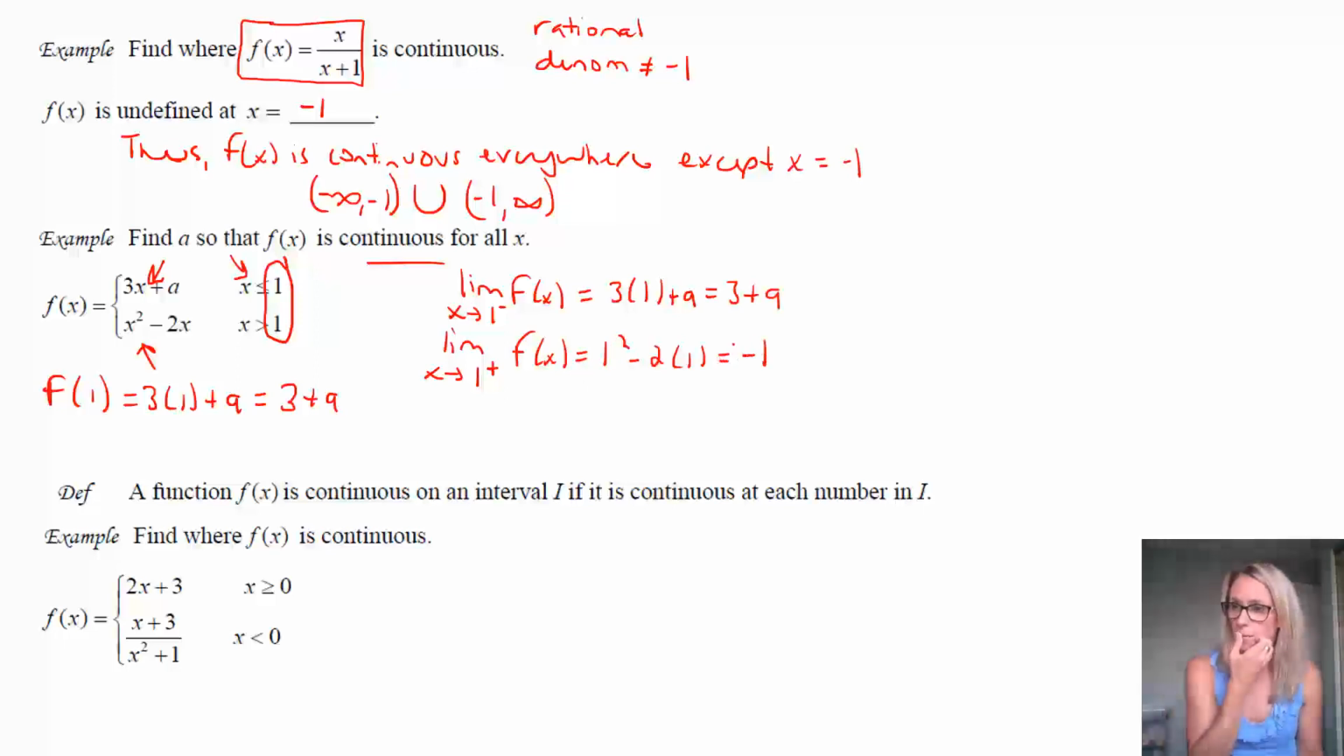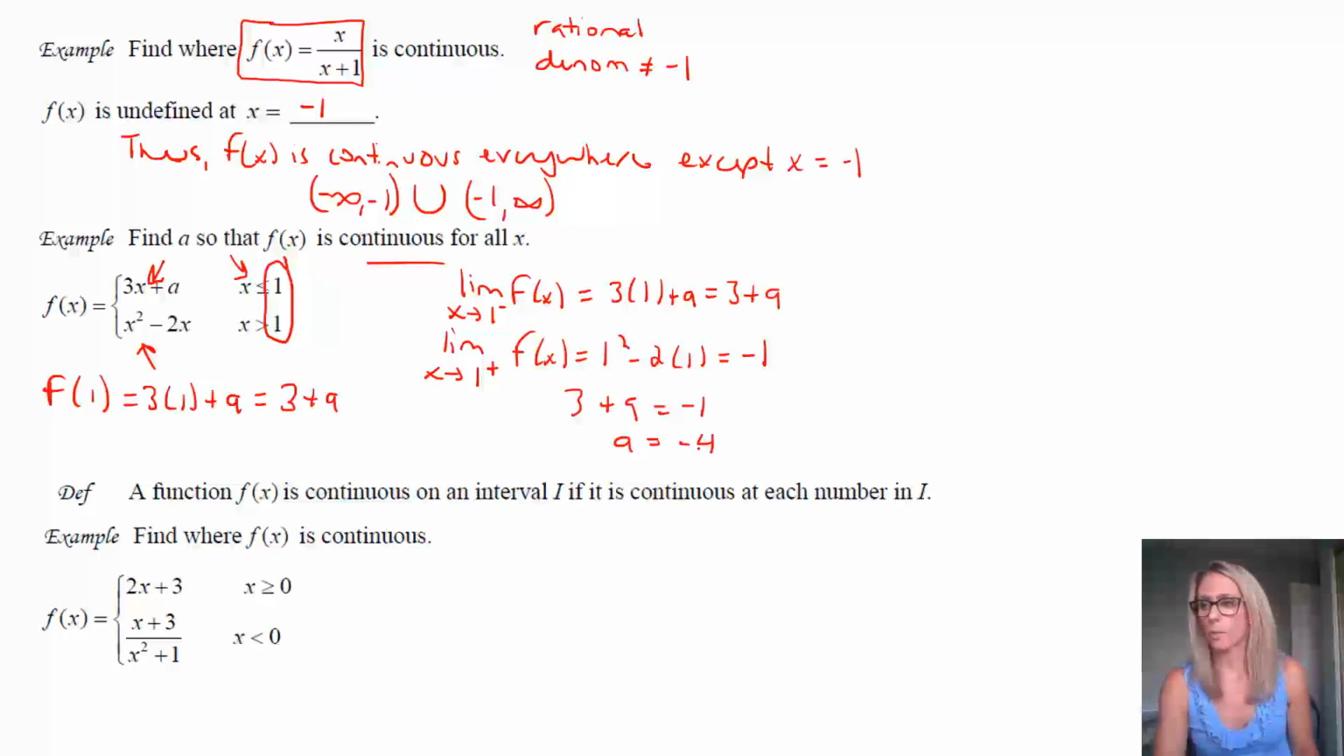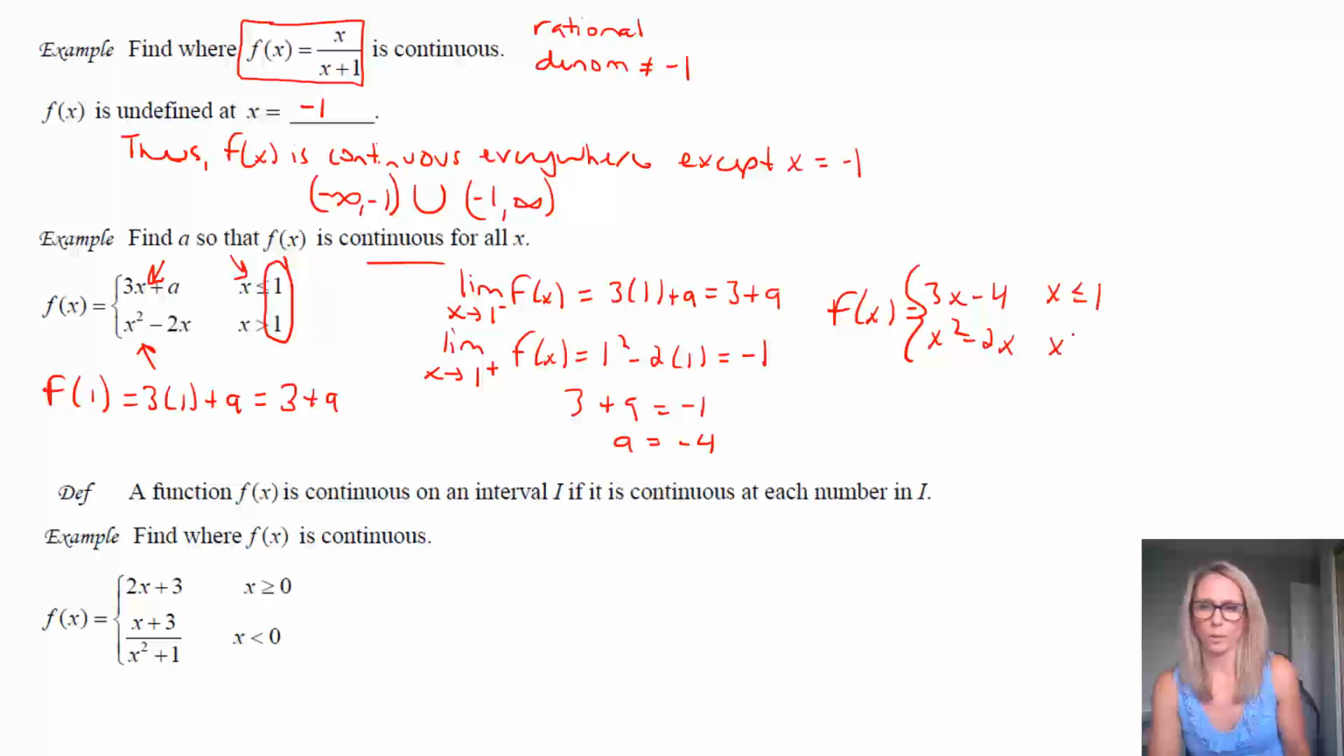And of course, the big idea here is we want those two limits to exist. We need those two limits to exist. So that's going to tell us that we want 3 plus a to equal -1. So a is going to have to equal -4. And as long as that happens, we are okay. So we have a equaling -4. And so that tells us that our function is going to be 3x minus 4 and x squared minus 2x on the following intervals that we were given: x less than or equal to 1, x greater than 1.